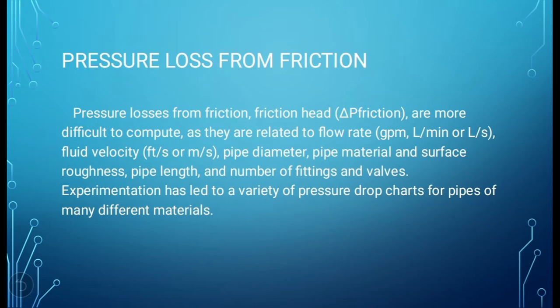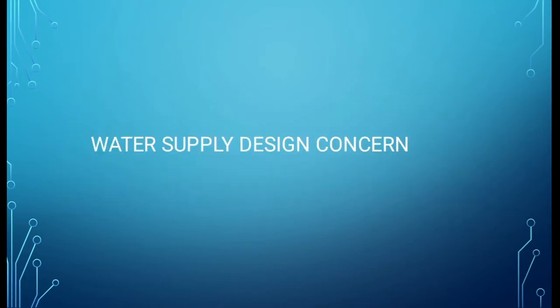Next is pressure loss from friction. Pressure losses from friction, or friction head, are more difficult to compute as they are related to flow rate, fluid velocity, pipe diameter, pipe material, and surface roughness, pipe length, and number of fittings and valves. So, experimentation has led to a variety of pressure drop charts for pipes of many different materials. Let's proceed now to water supply design concern.